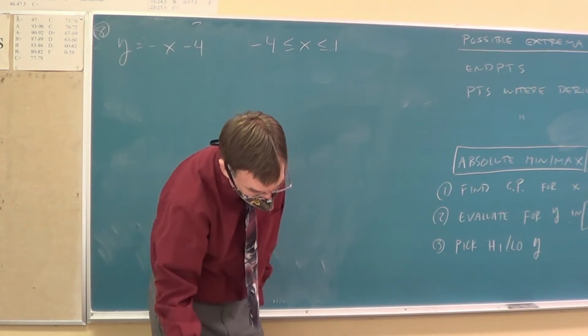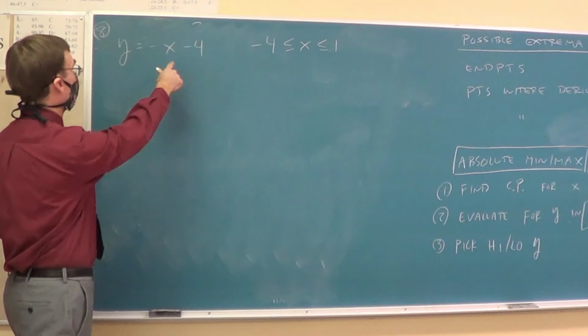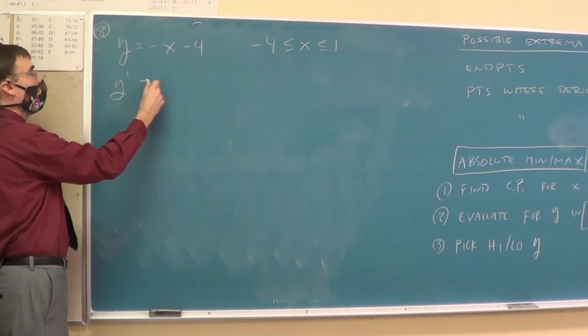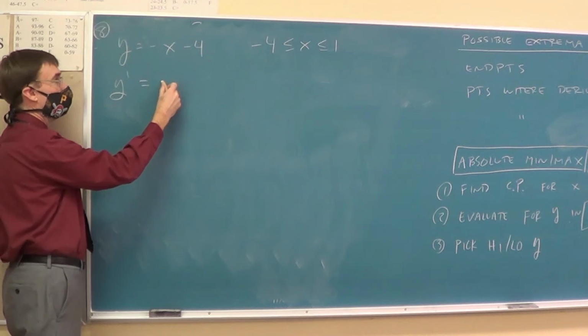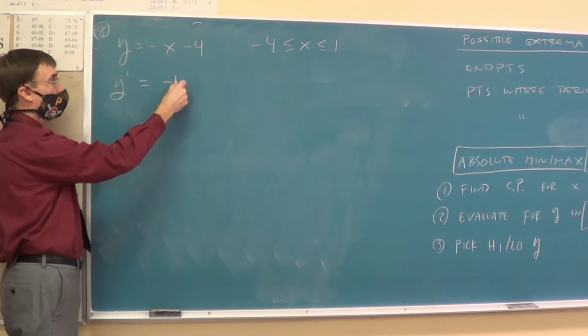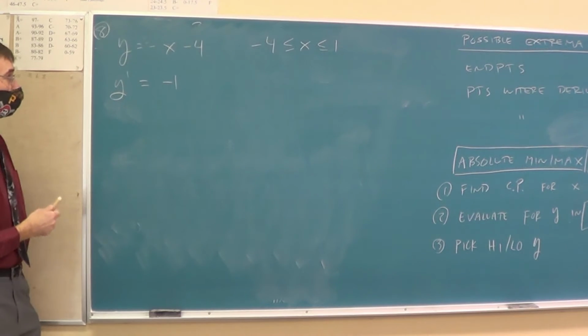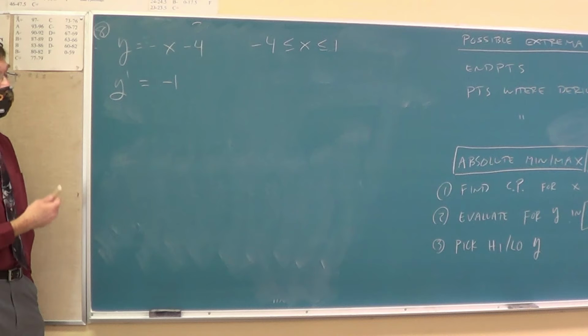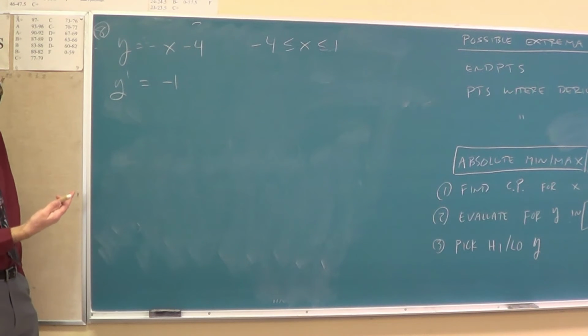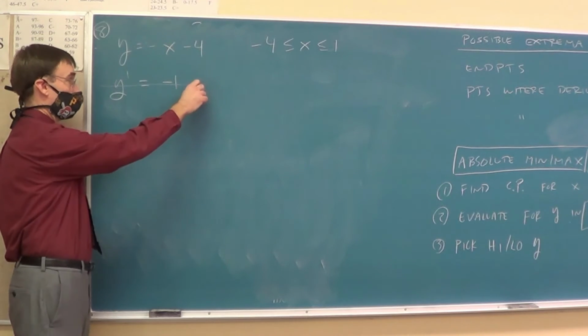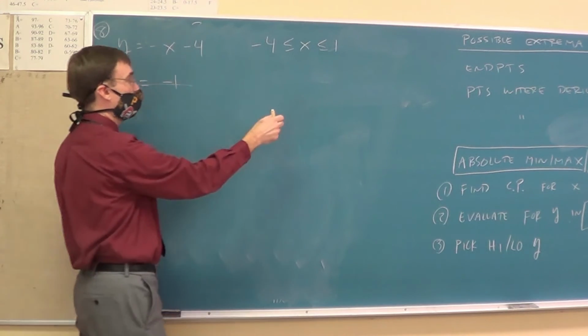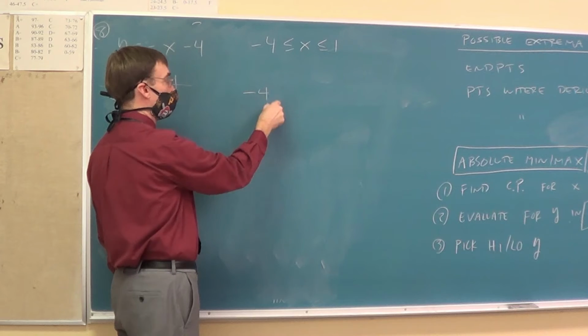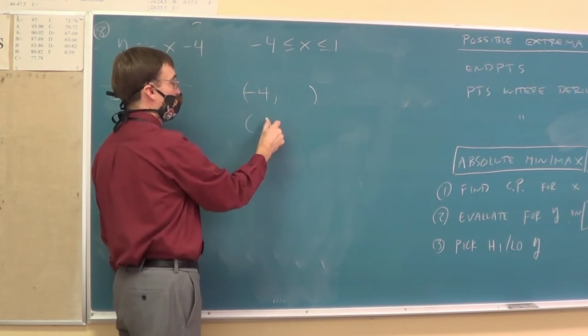So for 8, they give you this. The first step is to do the derivative. The derivative would be -1. The goal is that the derivative equals 0. That derivative can never equal 0 because it's locked in on -1. There's nothing for us to even do for it. So that derivative is useless. The only thing that we can do for critical points is use -4 and use 1.